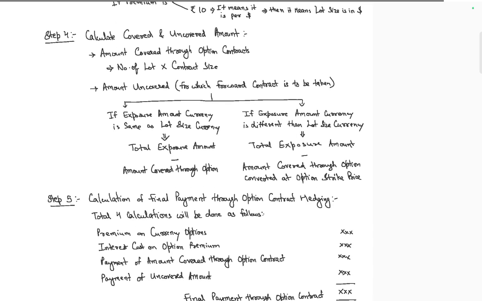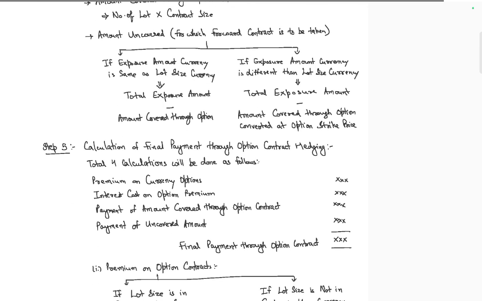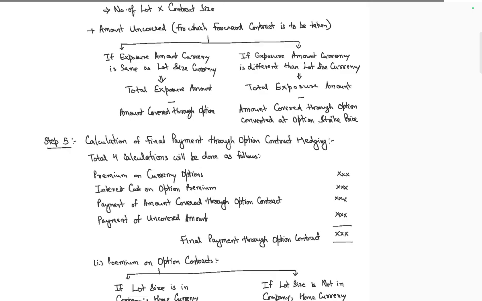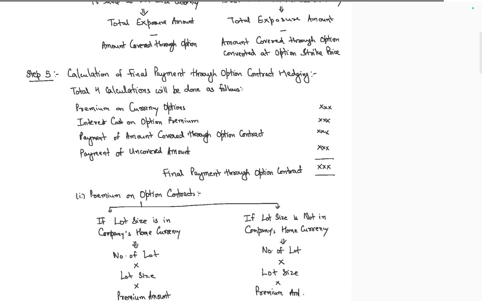The amount covered first needs a forward contract to be taken. If the exposure amount currency is the same as the lot currency, the number of lots equals the exposure amount divided by the amount covered through the option. If the exposure amount currency is different, divide the total exposure amount by the amount covered through the option strike. Then calculate the final payment through option contract hedging. Four calculations are done: premium on the currency option, interest cost on the option, payment of the amount covered under the option, and payment of the uncovered amount. Then we get the final payment through the option contract.